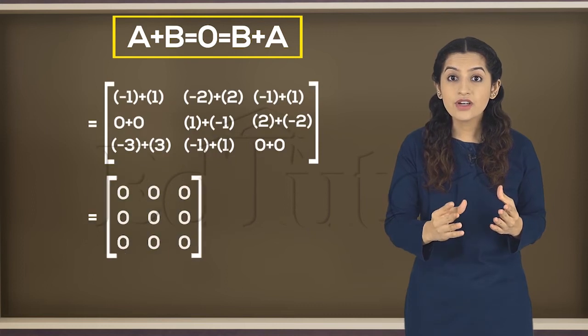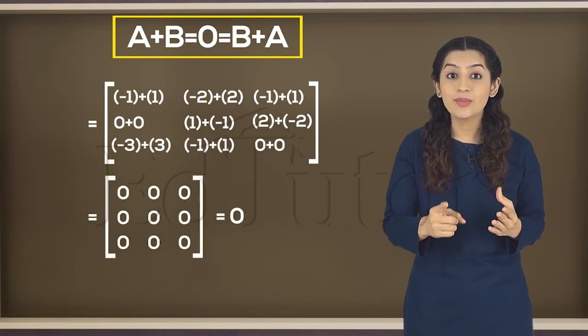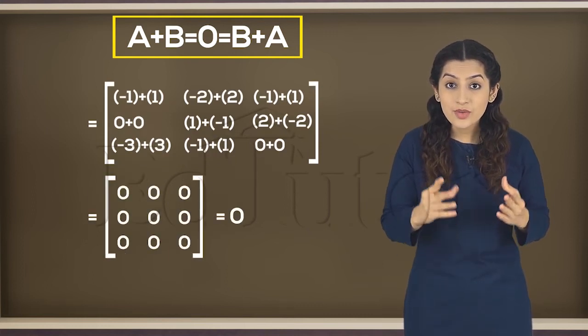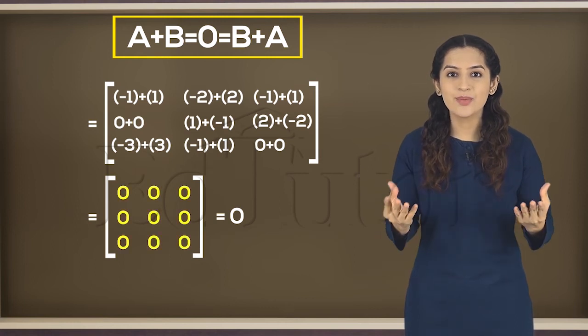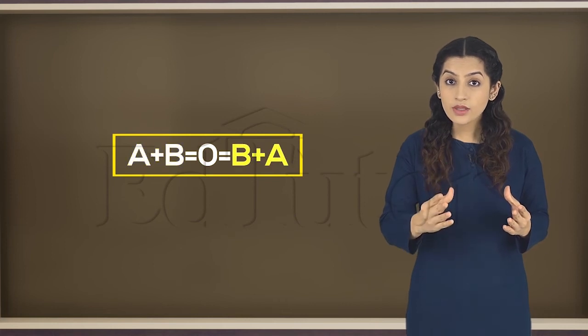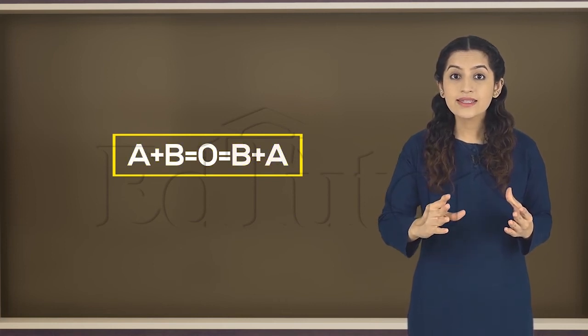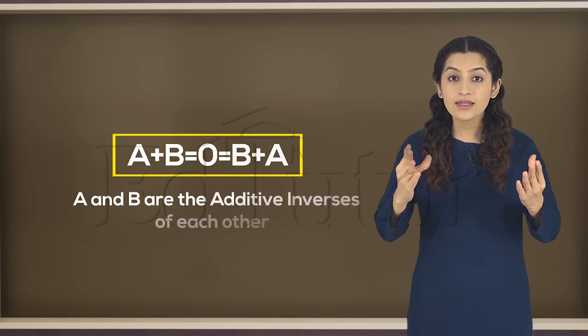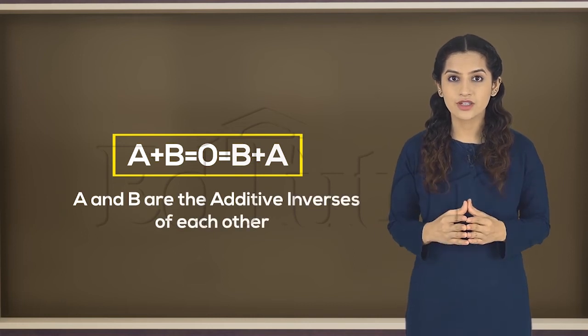The additive inverse acts like the Ctrl-Z command from Windows. It undoes everything and you end up with a 0. Because A plus B and B plus A both give O, therefore, we can say that A and B are the additive inverses of each other.